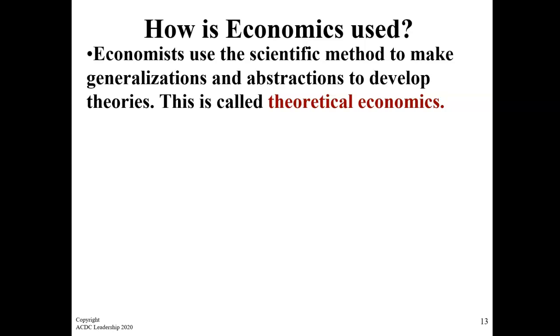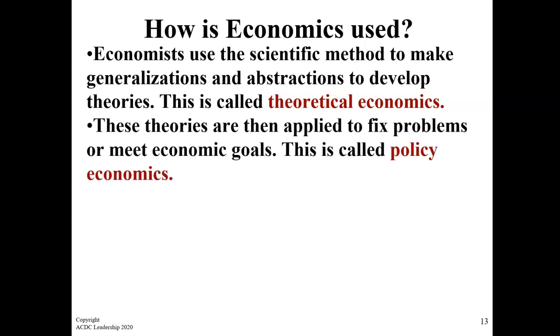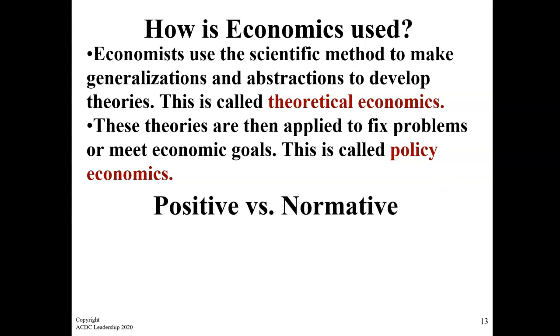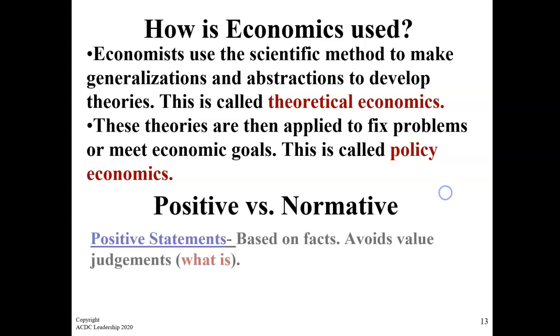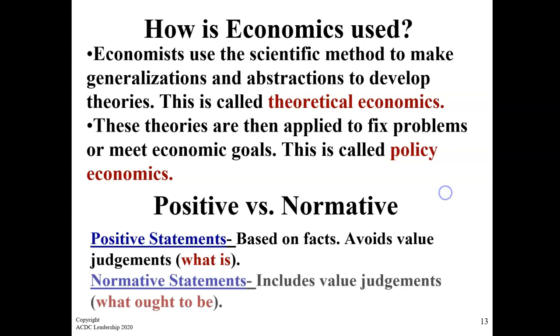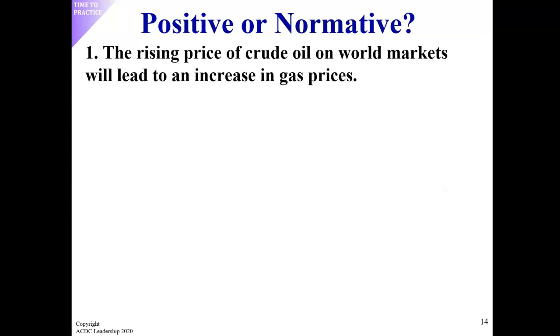How do we use economics? Economists use the scientific method to make generalizations and abstractions to develop theories. So this is called theoretical economics. These theories are then applied to help fix problems or meet economic goals, and that's called policy economics. We can define different statements as either being a positive statement, based on fact, which avoids a value judgment, or a normative statement, which is about what ought to be.